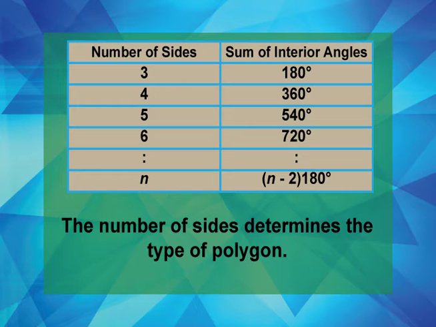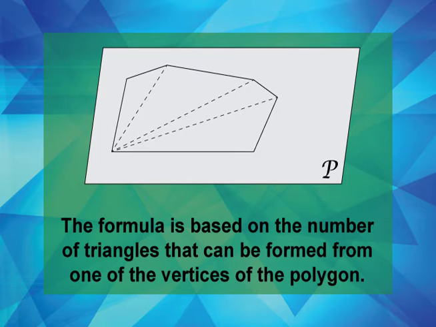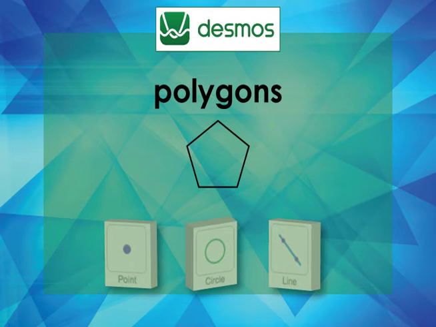This table summarizes the relationship between the number of sides and the sum of the interior angles. Make a note of the formula for an n-sided figure. The formula is based on the number of triangles that can be formed from one of the vertices of the polygon.